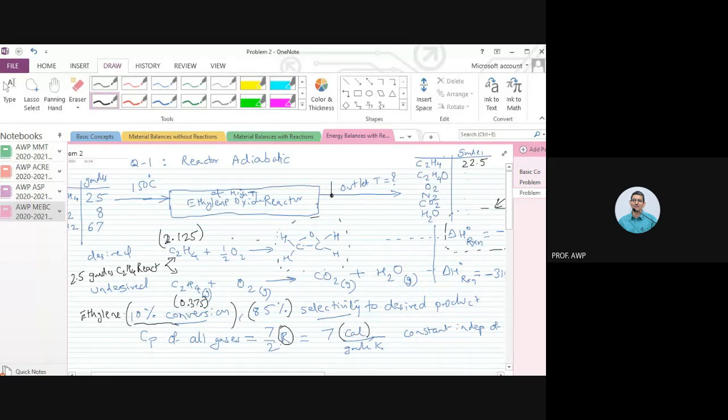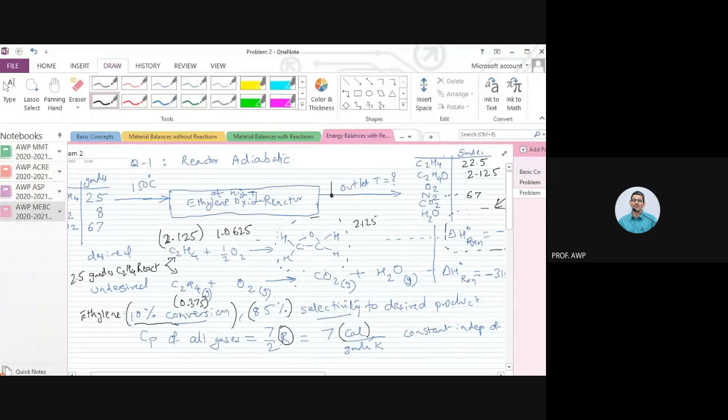Okay, now if you start looking at material balance for the stoichiometry for the first reaction, 2.125 divided by 2, that is oxygen consumed, will be 1.0625, and ethylene oxide produced would be 2.125. So straight away we can say that ethylene oxide produced would be 2.125. Nitrogen is going to remain unreacted, 67. Straight away we can write.